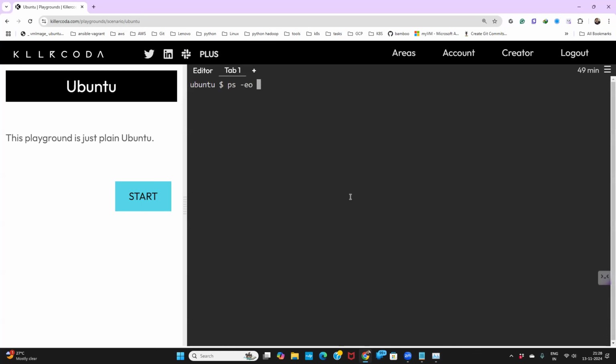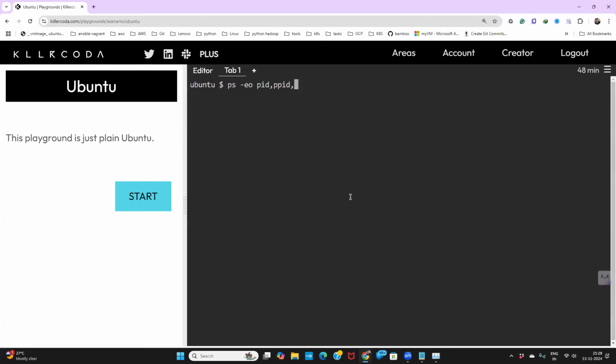So -o means what are the columns you require? What is the format of output you require? I require a PID. First, I need the PID of that process. And I want to have also PPID, the parent process ID.